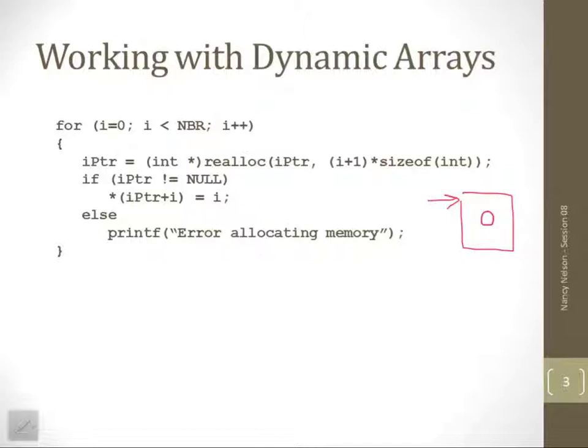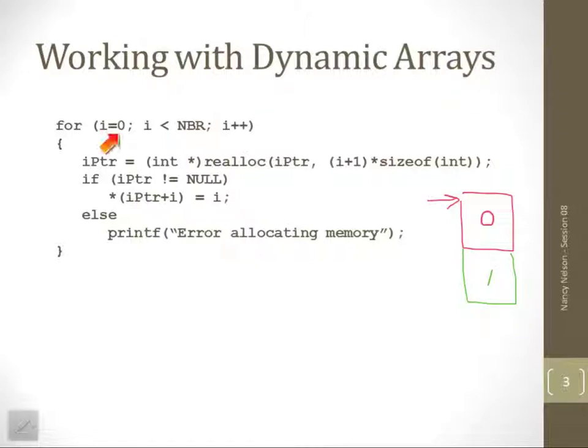Next time we come through, I is now equal to 1. Let's say 1 is less than number. We're going to reallocate with our pointer, which is pointing to this block right here. I is now 1, so 1 plus 1 is 2 times the size of an integer, so now we need space for 2 integers. So it's going to add 1 to it. Assuming it was successful, it's now going to store 1 in element number I pointer plus 1. So in this element, it's going to store a 1.